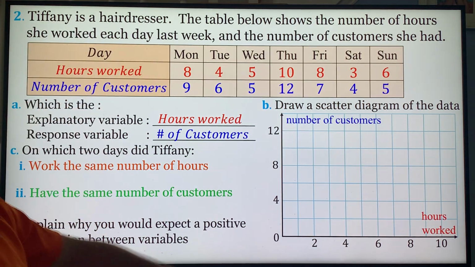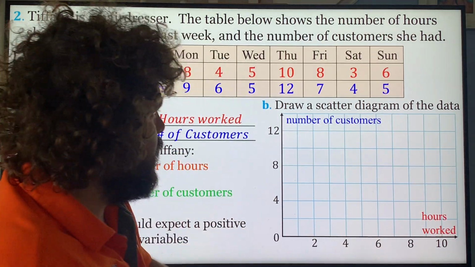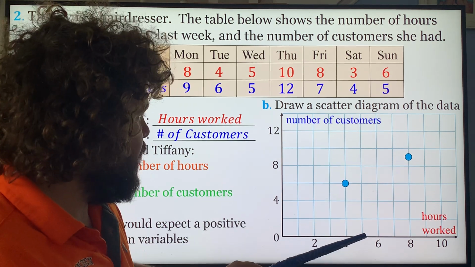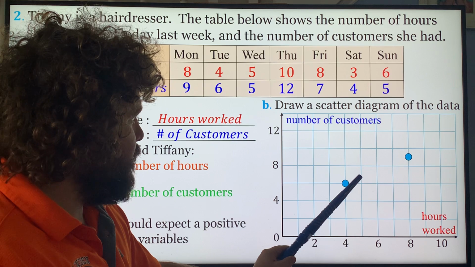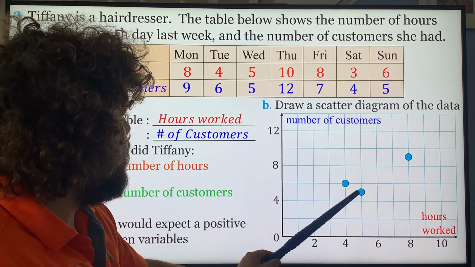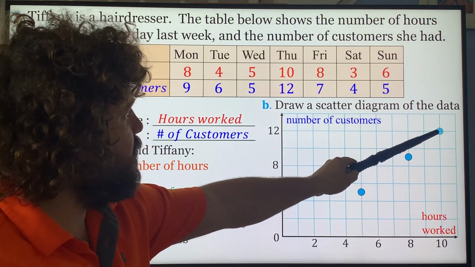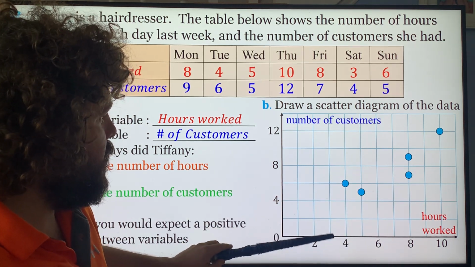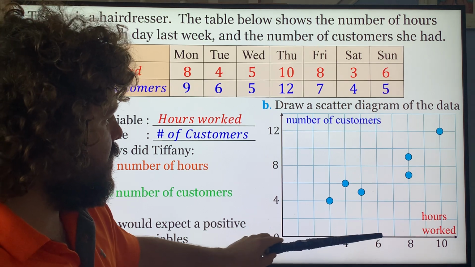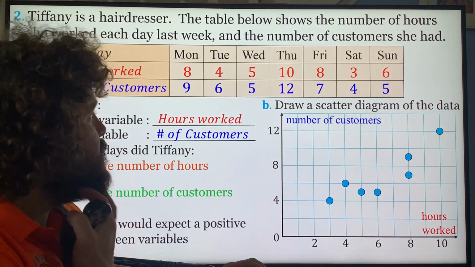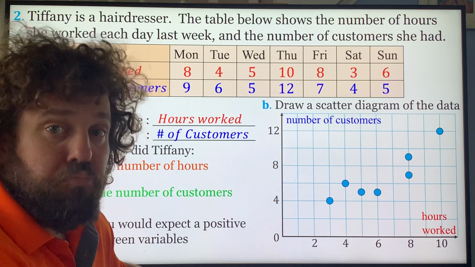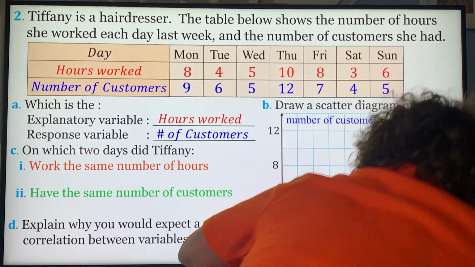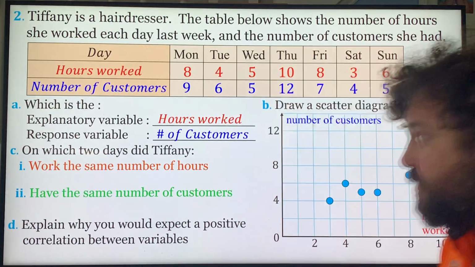Good. All right. So 8, 9 would be 8 over, 9 up. 4, 6, 4 over, 6 up. 5, 5. 10, 12. 8, 7. 3, 4. And 6, 5. So now we got our scatter diagram. That one you got? Good. You got to get quick at doing those, though. You can't be too slow, or else we'll be spending forever going over this stuff.